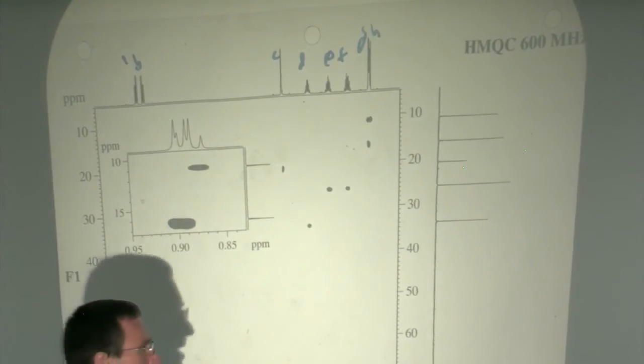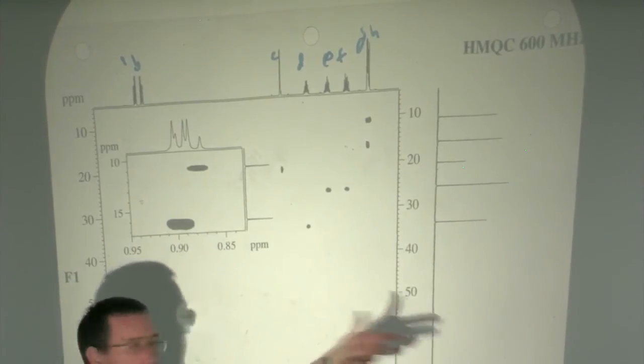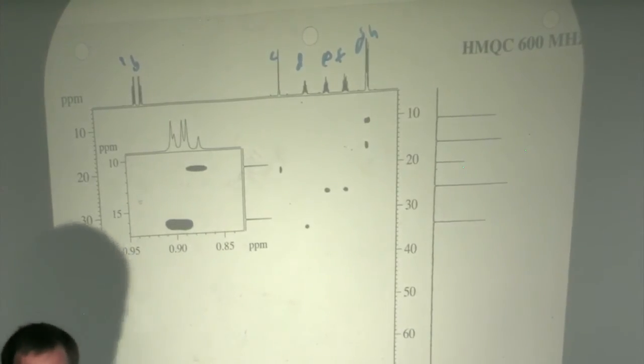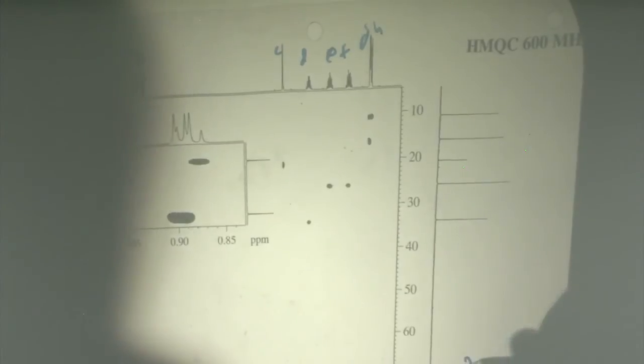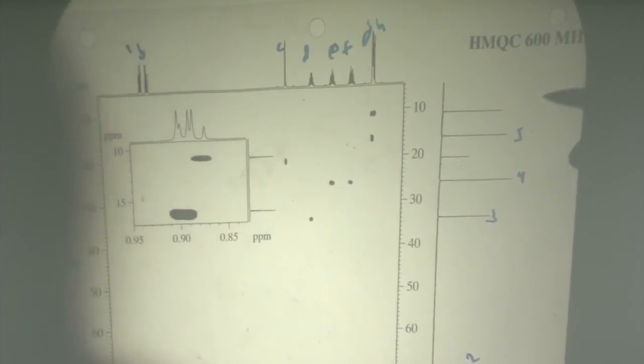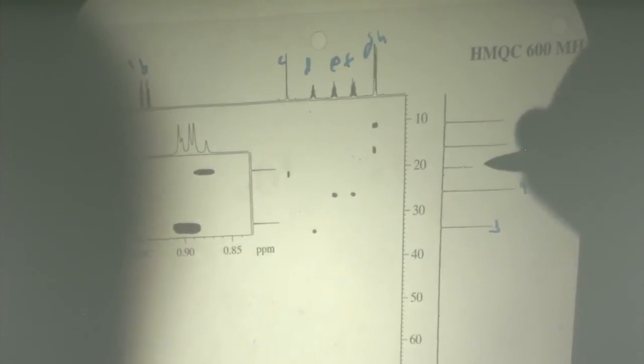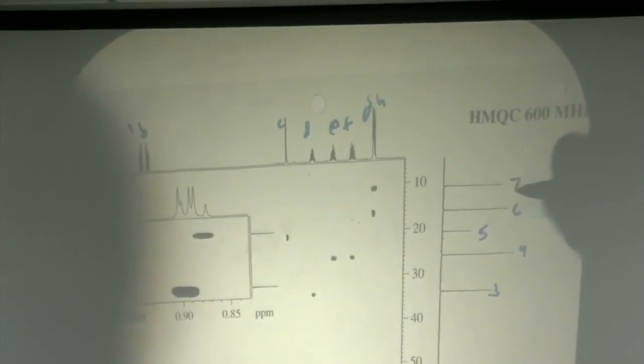In HMQC, the carbonyl is not going to correlate with anything because it's a quaternary carbon, it's not coupled. So I start my numbering: 2, 3, 4, 5, 6, 7.